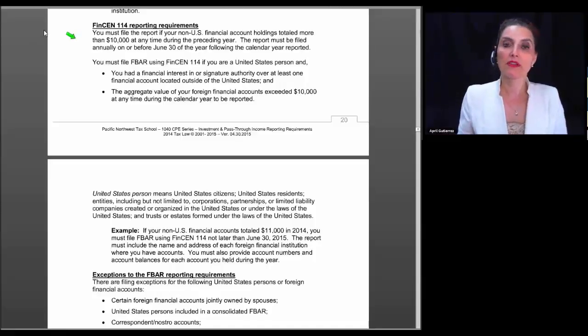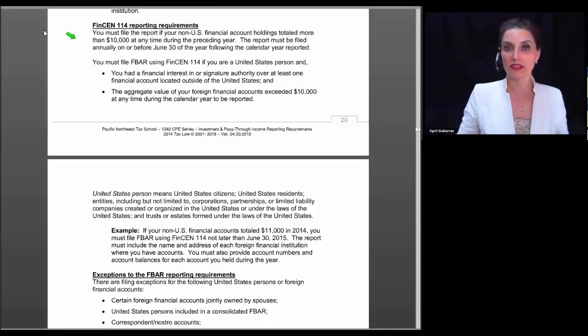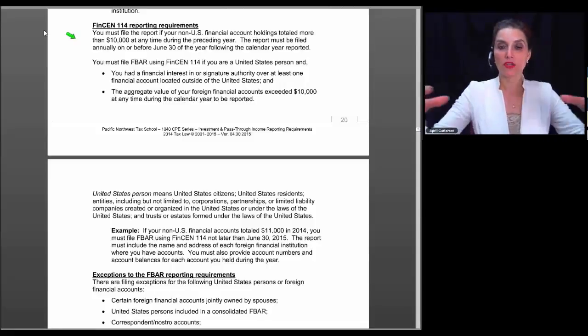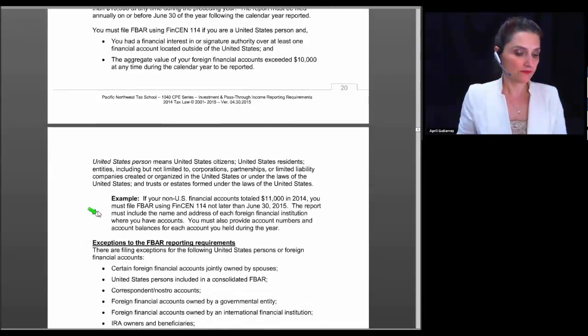reported. But similarly, you could have a situation where an individual has one account with $1,000 in it and another account with $8,000 in it and a third account with $3,000 in it. None of them are more than 10, but when you add them together, you go over 10. And so FinCEN Form 114 would need to be filed.